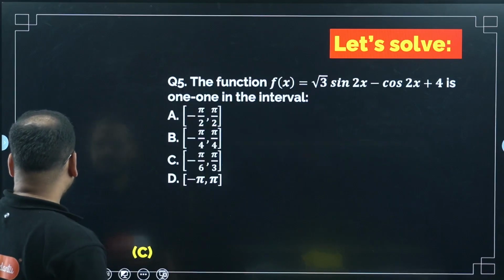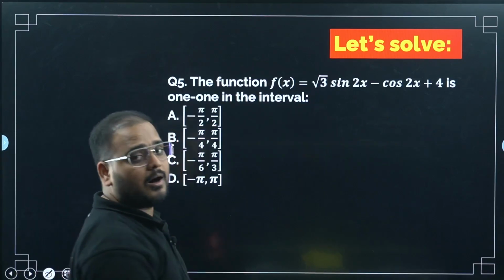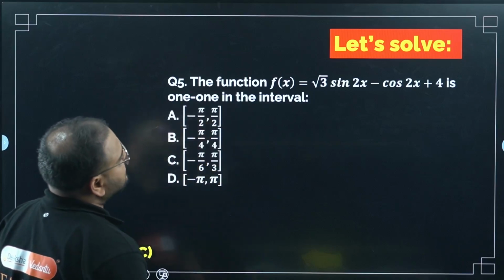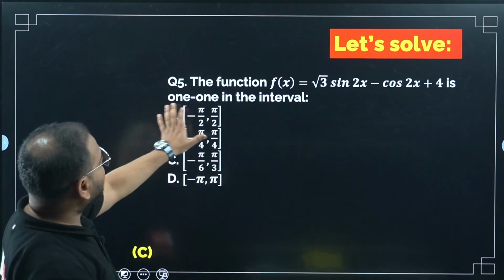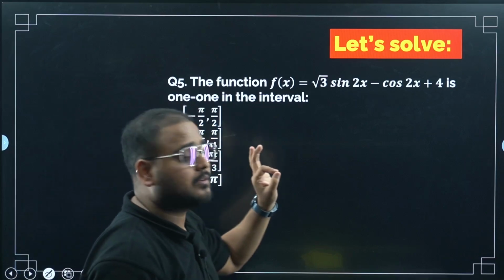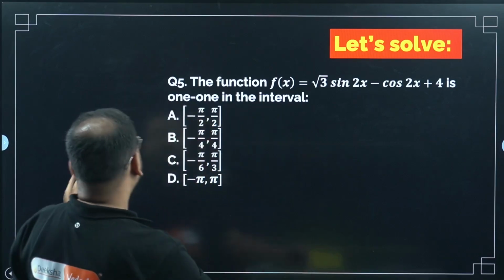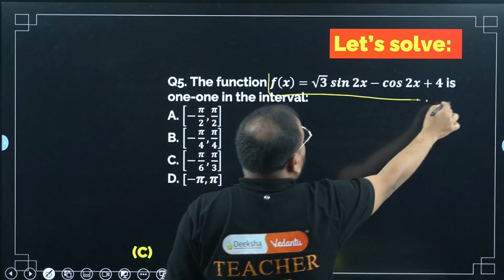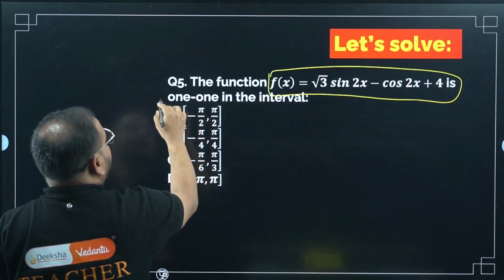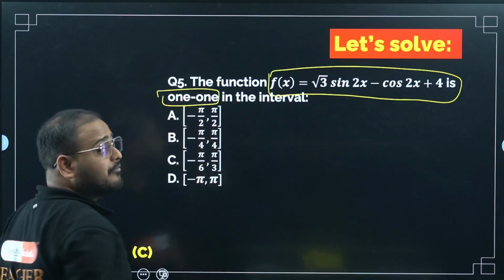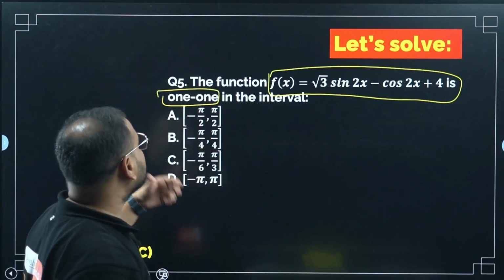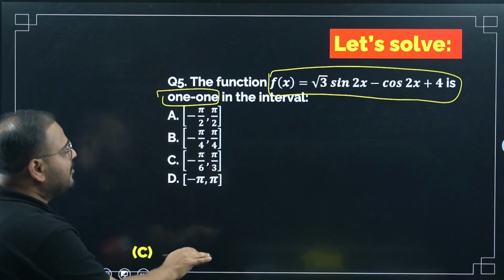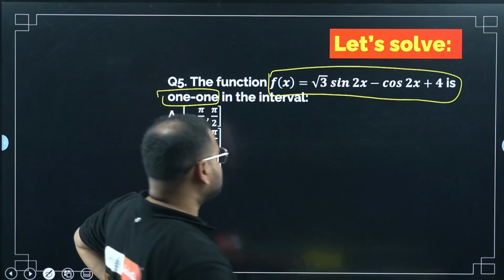Moving on. Easy question, the fifth one. Trigonometry is back, sir. Okay, let's see. It is given that the function is one-one, but they are asking where it is one-one, whether in option A, B, C or D. The answer written here is C, but how? Let's see.